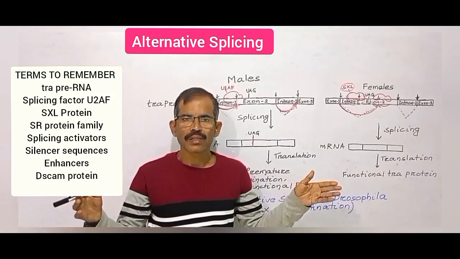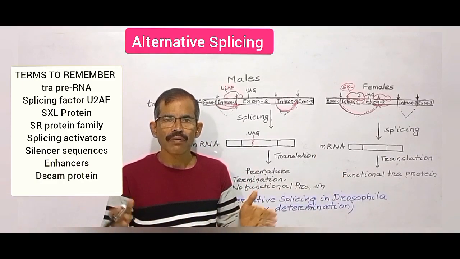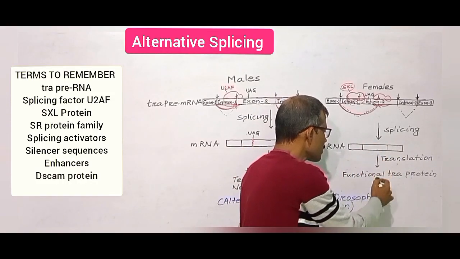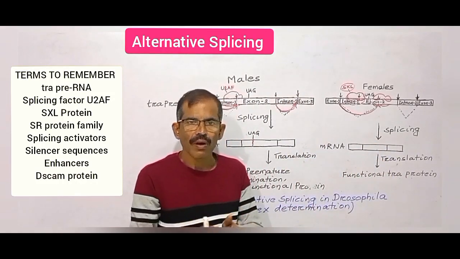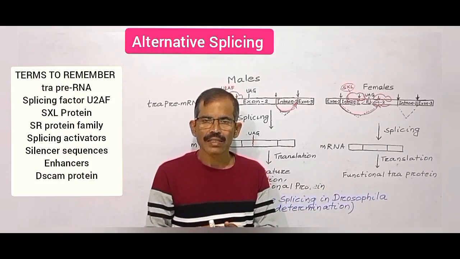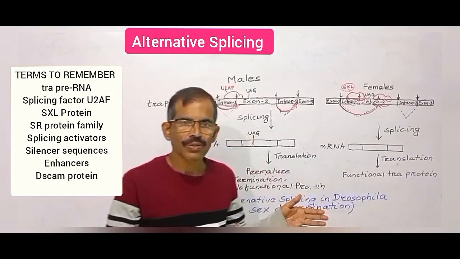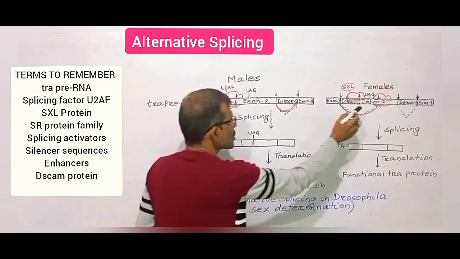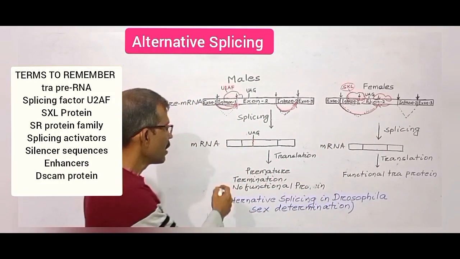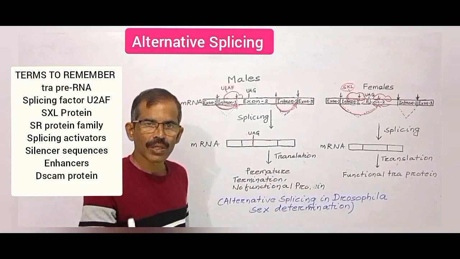Due to the absence of the termination codon in the second exon, in female flies, the transformer mRNA is fully translated and functional transformer proteins are produced that act as a key regulator of sex determination. So in this way, the same transformer pre-mRNA is alternatively spliced in Drosophila, and this contributes to sex determination.